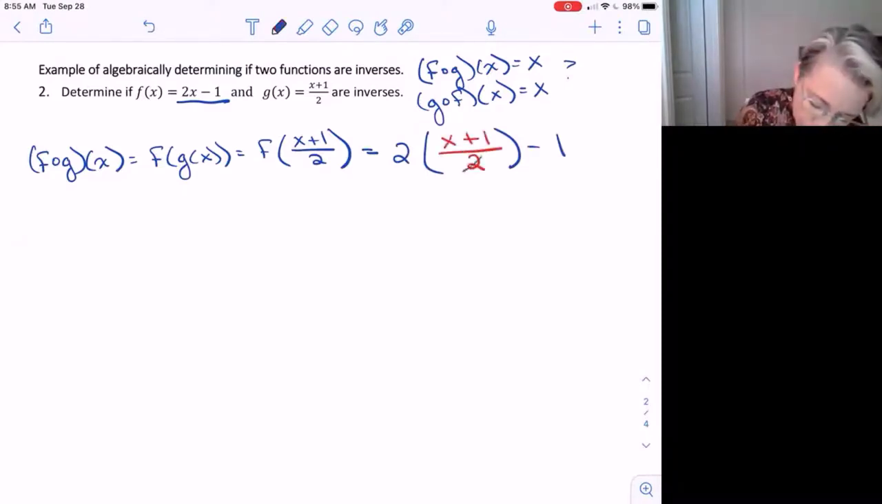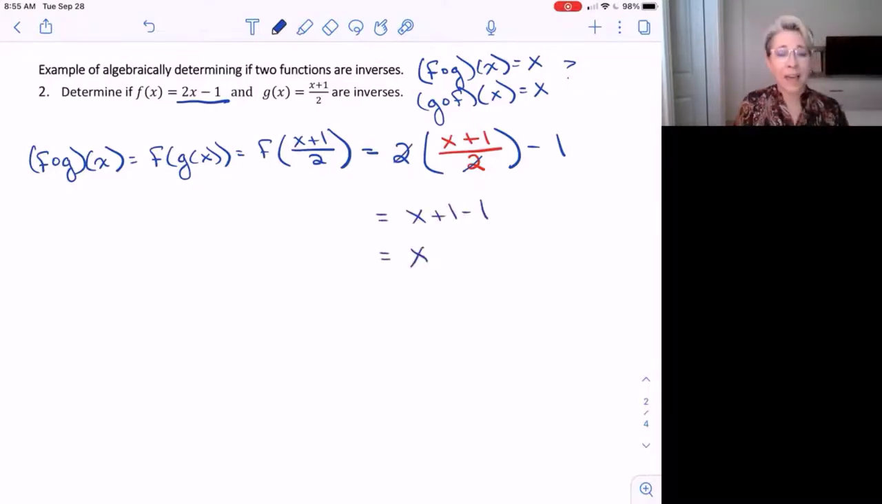So here the 2's divide out. We will be left with x plus 1 minus 1, which does in fact equal x. So every operation in there undoes each other, so to speak, and we're left with just the variable by itself. So the f of g checks.